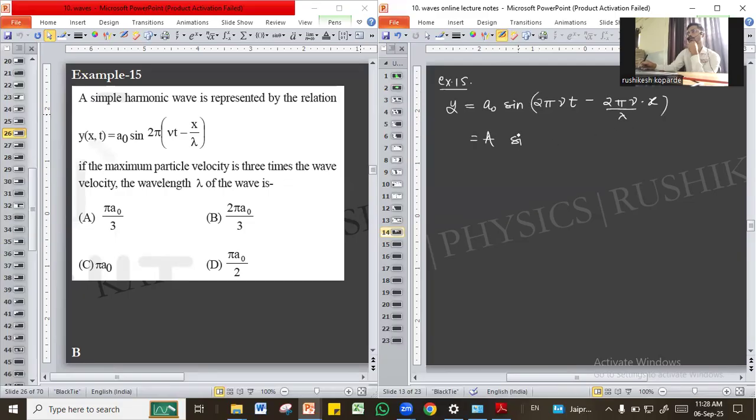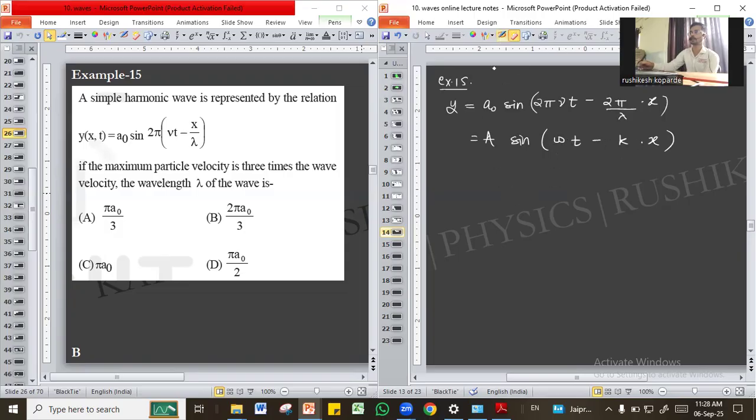What is our standard equation? A sine omega t. Right now minus, so minus kx. 2 pi by lambda, not nu, 2 pi by lambda. This nu is not there when you multiply this 2 pi inside. So step 1 is get complete coefficient of time and complete coefficient of x. Complete coefficient means nothing should be taken common. Everything should be inside the bracket. Only then you get omega and k.